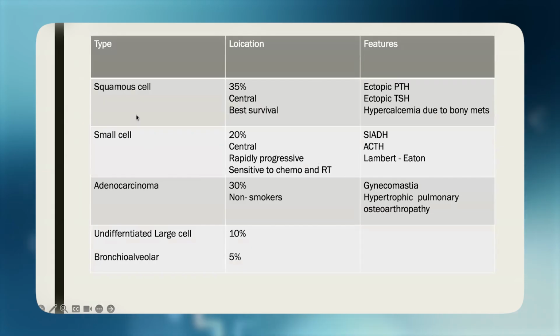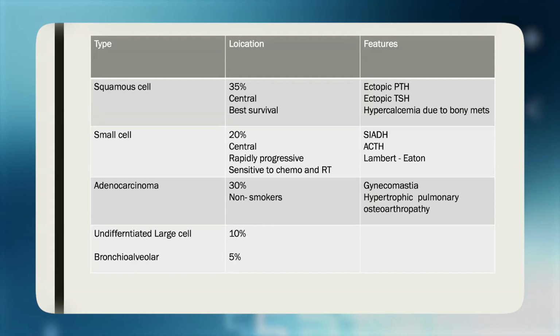So these are the types of carcinoma and their location, and accordingly some endocrine complications or paraneoplastic complications I have mentioned. The most common you can see clearly is squamous cell carcinoma, central, and it has the best prognosis, right? It causes ectopic parathyroid hormone related peptide secretion, ectopic TSH secretion, okay, and hypercalcemia due to bony mets. So hyperthyroidism, hypercalcemia due to PTH related peptide or hypercalcemia due to mets. So hypercalcemia equivalent to squamous cell. Don't get confused, okay?